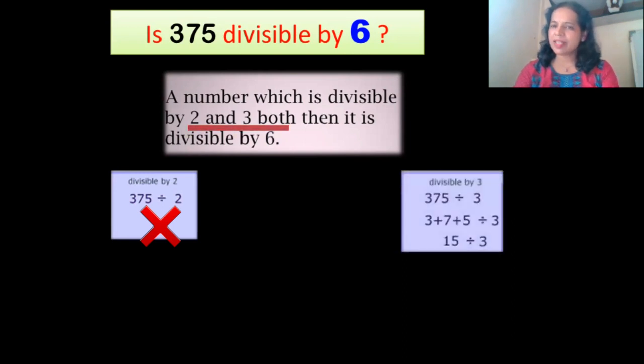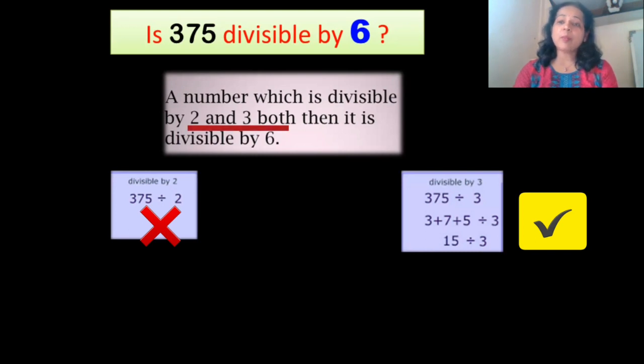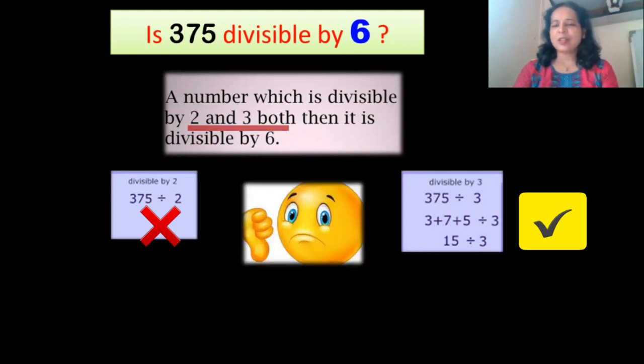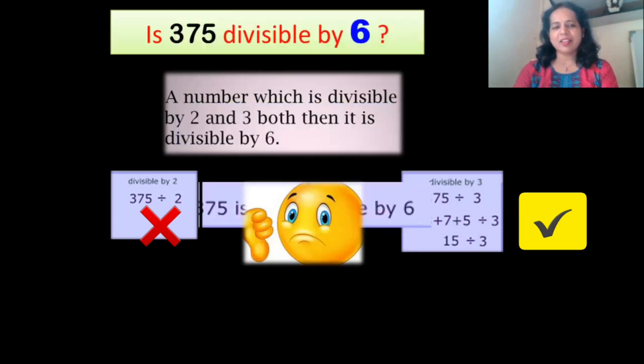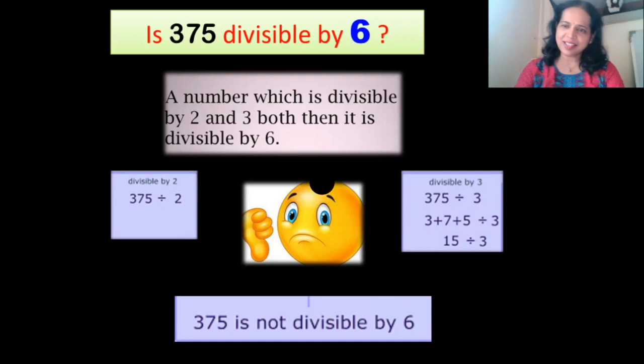Is it divisible by 3? Yes. But it should be divisible by both 2 and 3. So this is not divisible by 6. 375 is not divisible by 6.